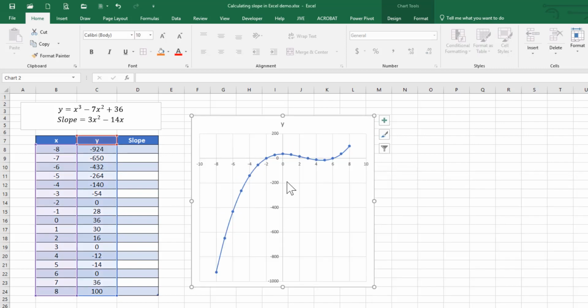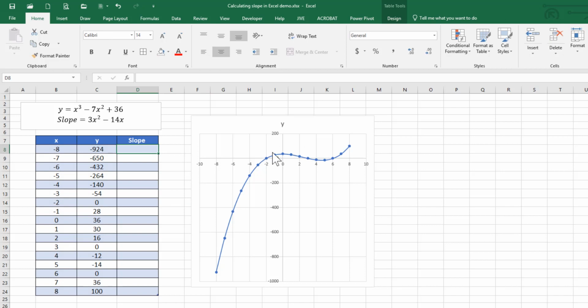Now that I've plotted this curve, I can see that I've got a max and I've got a min, and I want to locate where those are. Now I could do it mathematically, or I could do it using Excel. So now I'm going to look for where the slope is equal to 0, because that corresponds to where my maxes and my mins are. So I'm going to use the slope equation that we have. So I'm going to start with the calculation. It's going to be equal to 3 times, I'm going to reference that x value to the power of 2, minus 14 times x. I'm going to enter it. I have mine auto-populate. And now I have the slope values.